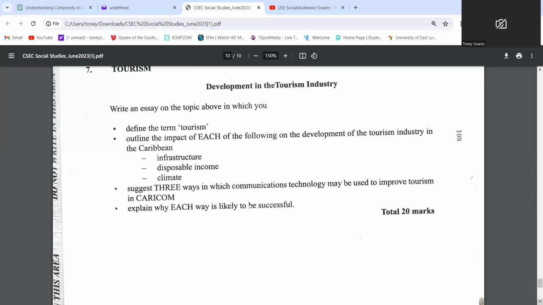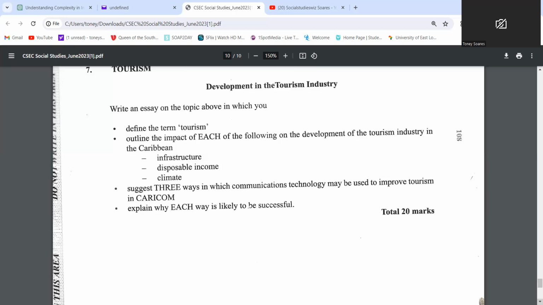Rising temperatures, changes in precipitation patterns, and sea level rise associated with climate change may also affect the attractiveness of certain destinations and impact tourism activities like beach vacations, water sports, and ecotourism. All right, and this is where sustainable tourism would be important to help with climate change.